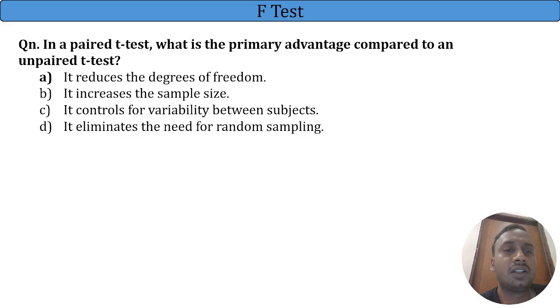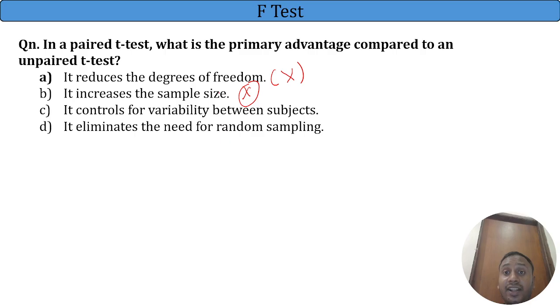It's going to reduce the degree of freedom. Mathematically, n minus 2 will come, but it's not going to be a main advantage, is it? So this can't be the answer. It increases the sample size? No, that's not going to increase. When we have taken samples, it will be the same. Okay, so that can't be the answer.